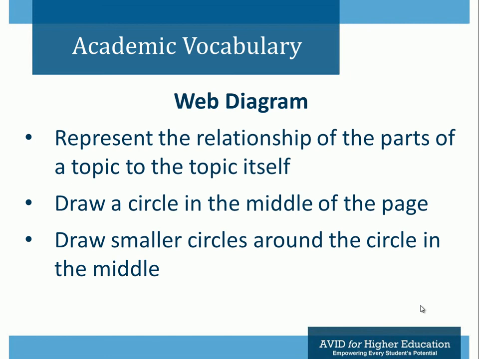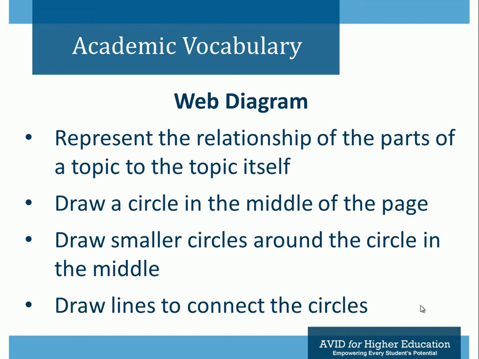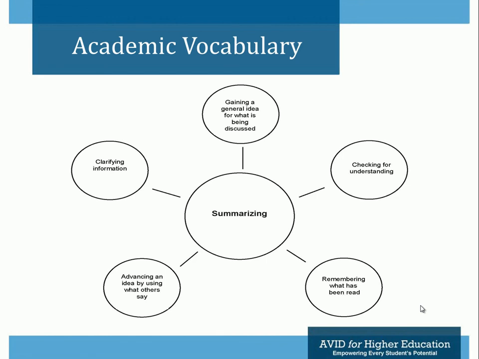These are known as subnodes and represent items related to the topic. Repeat this process until you have the desired number of subnodes. If you like, you can then use lines to make connections between the subnodes or to subcategorize the subnodes together. Here is an example of a web diagram illustrating the interrelated parts that make up the concept summarizing.